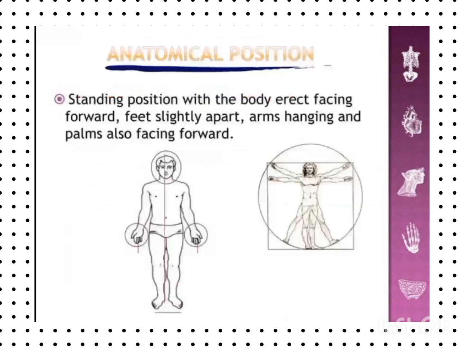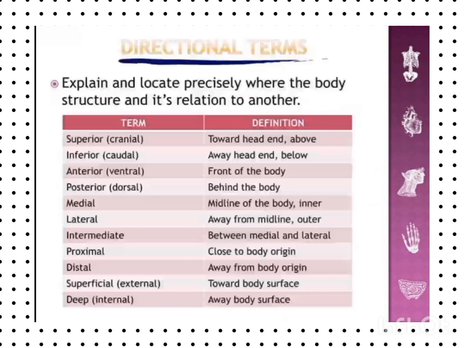And we have proximal, which is close to the body origin. And we have distal, which is away from the body origin. And we have superficial or external, which means toward the body surface. And we have deep, which is internal, meaning away from the body surface.